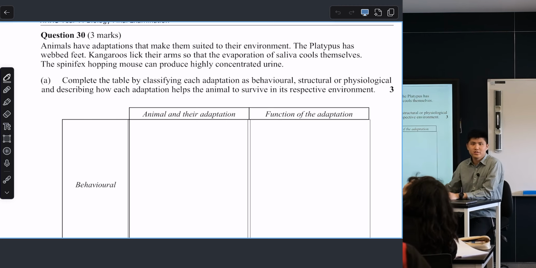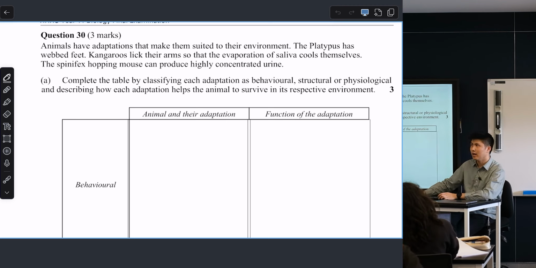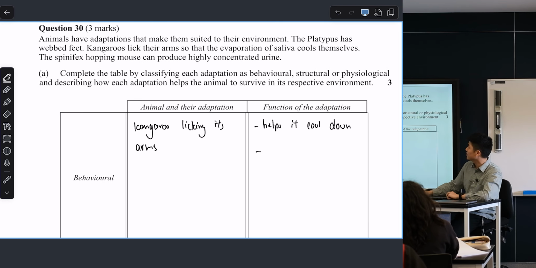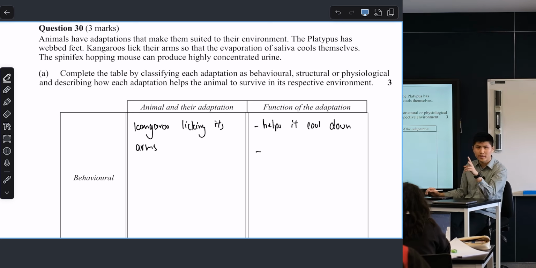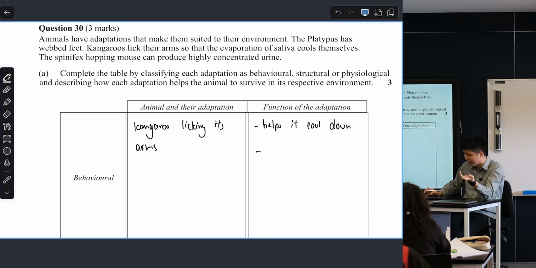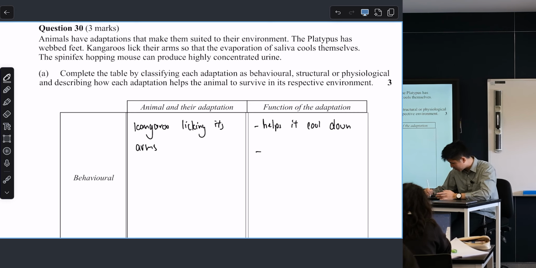What is a behavioural adaptation? Can someone tell me? Yes? Yep, right. So the behavior is something the animal does, right, that provides a competitive advantage. So the kangaroo licking its arms, I might just write that. Now, for the function, we can go about it 2 ways. You could just say something simple like it helps cool it down, but ideally you're a bit more specific and you say how, right? So obviously it helps it cool down.